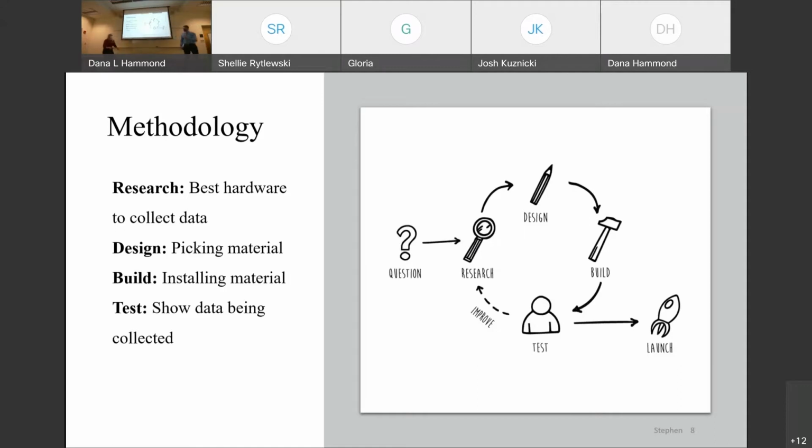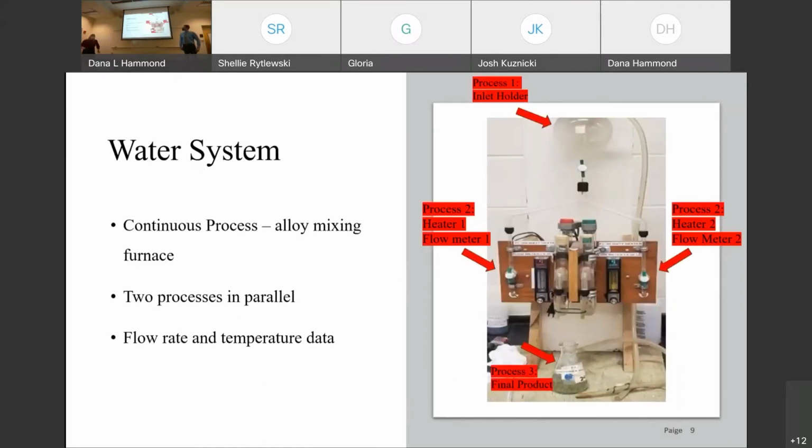So the first test stand that we worked on is known as the water system. The key feature about the water system is that it's a continuous process, meaning it's producing product continuously, like an alloy mixing furnace or an assembly line building cars. So how it works is water will enter up into process 1, and then it'll go down and split into 2 parallel processes where the water is heated to different temperatures as well as flow rates. And then the water will mix down into process 3 for a final product.